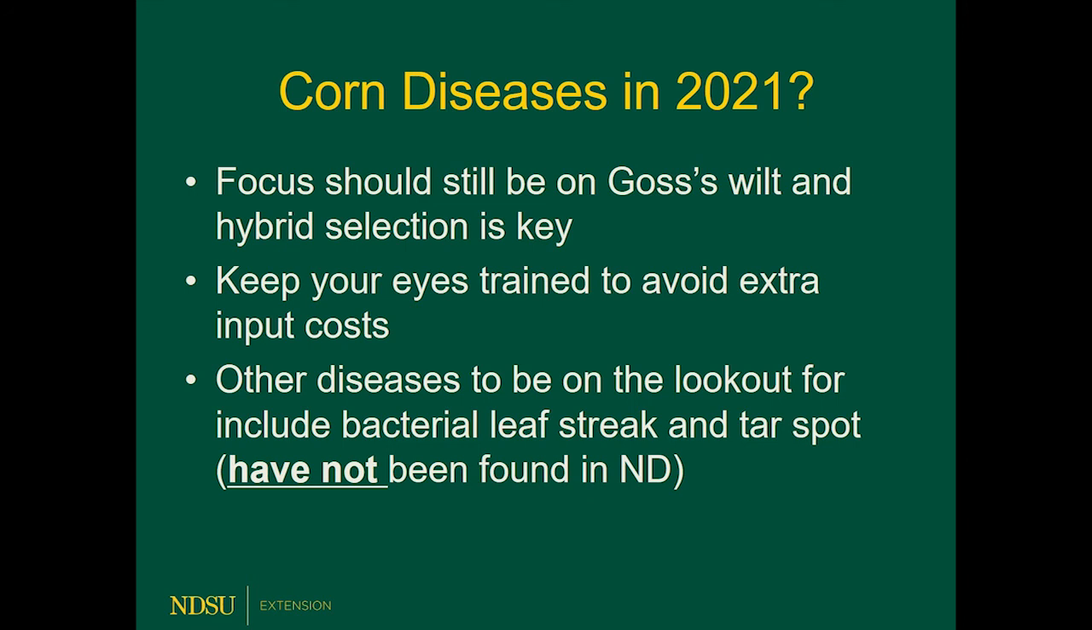The last thing I want to touch on is there are a few diseases right now in the U.S. that have not been confirmed in North Dakota. Bacterial leaf streak and tar spot are two diseases that, if they were ever established in the state, I think they'd be able to overwinter pretty effectively. So there's something to keep your eyes on in the next 5 to 10 years with those two diseases.